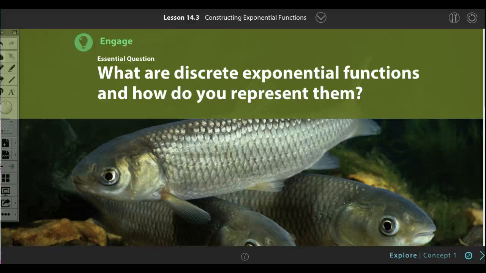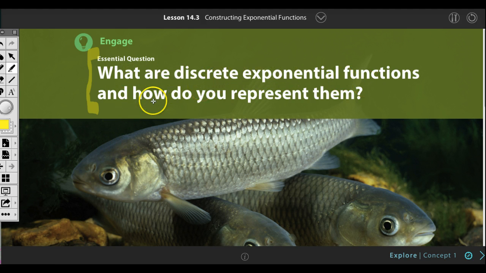Okay, so now let's go ahead and move on to lesson 14.3. Of course, you can see the title over here, Constructing Exponential Functions. And don't forget to copy your essential question. What are the discrete exponential functions and how do you represent them? Okay, go ahead and copy the essential question. Ready? Go.